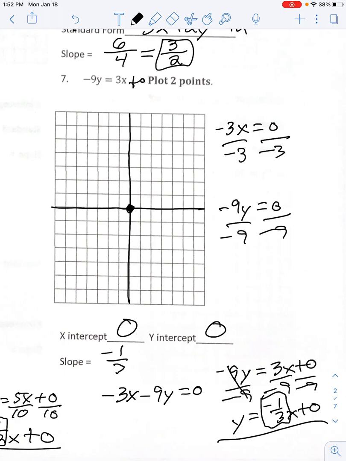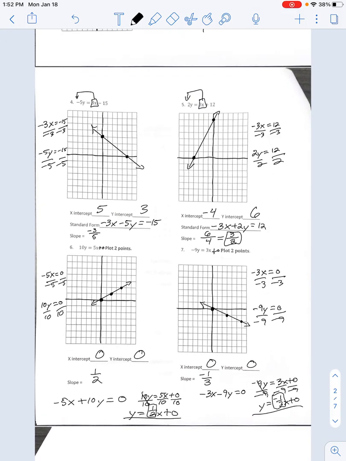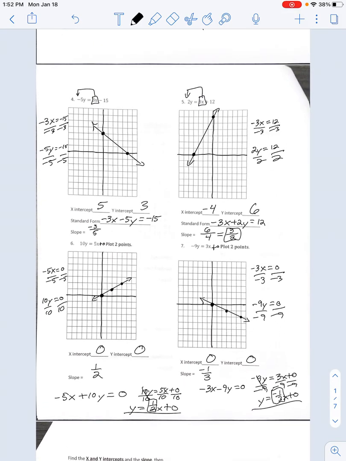And then on that right there, we can go ahead and go down 1, right 3, and then down 1, right 3. And then we have our line that we draw. And that would be our answer. Hopefully that clears up that page. All right. So there it is at a glance.